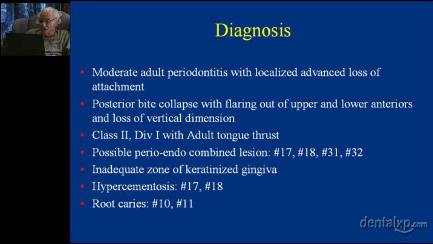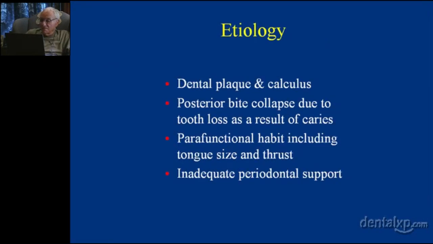Possible perio-endo combined lesions 17, 18, number 31 and 32. Inadequate zone of keratinized gingiva, hypercementosis, and root canal 10 and 11. Etiology again, dental plaque and calculus, posterior bite collapse due to tooth loss as a result of caries. An important distinction between teeth that are lost due to caries and teeth lost due to periodontal disease as far as establishing a prognosis. Parafunctional habit including tongue size and thrust. Inadequate periodontal support.